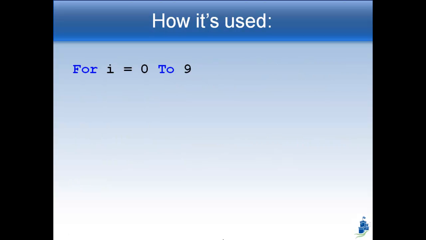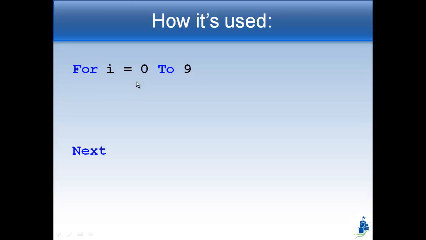So let me show you how it's used. Let me give you a quick example. So let's say I want to use a counter called I, and that's a traditional thing to use for your loops, okay? And I'm going to use a for loop that says for I equals 0 to 9, okay? And then of course I have my next at the bottom, okay? Now what's going to happen here is when the program arrives at this line, it's going to proceed and go down below it, okay? And I is going to start out as being 0.